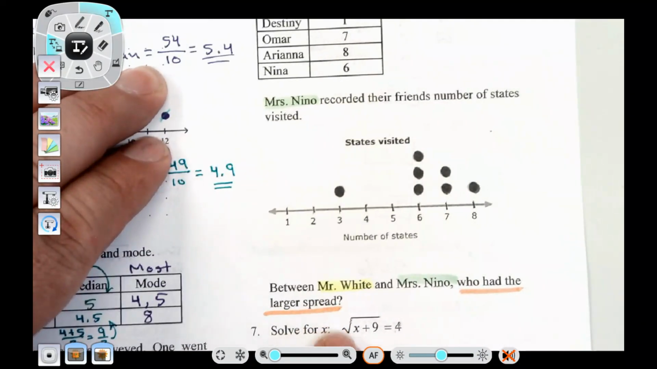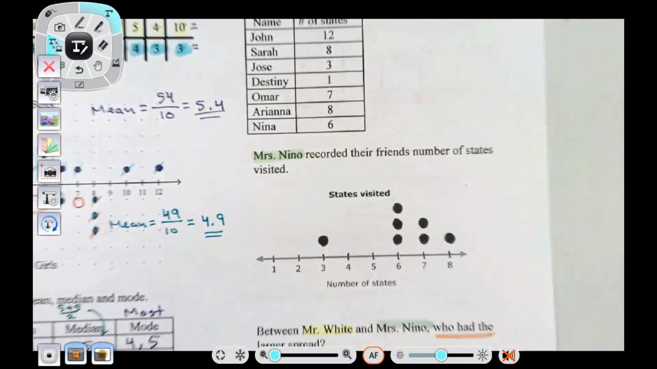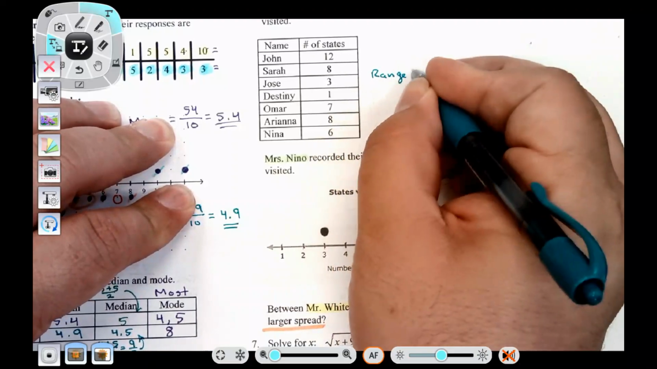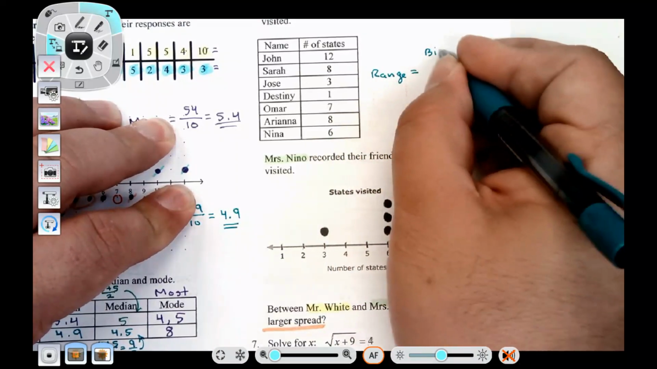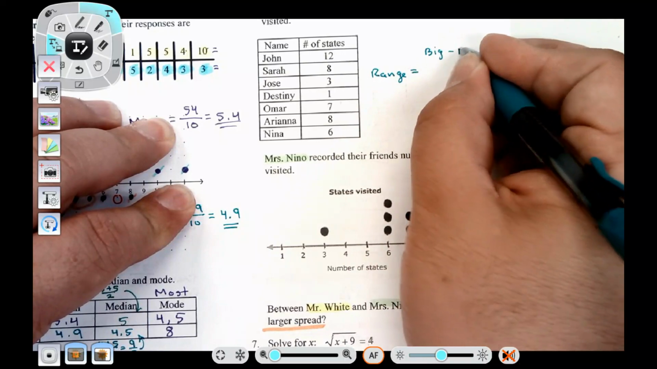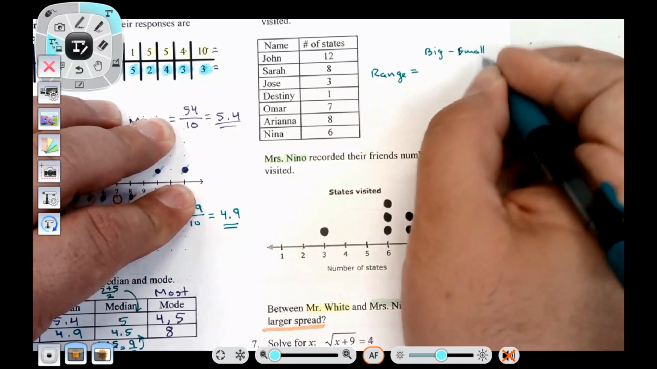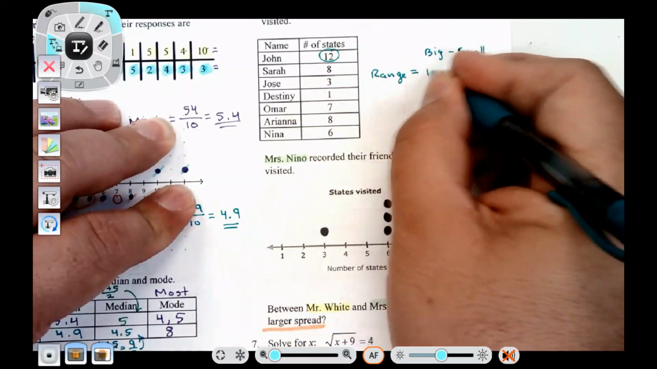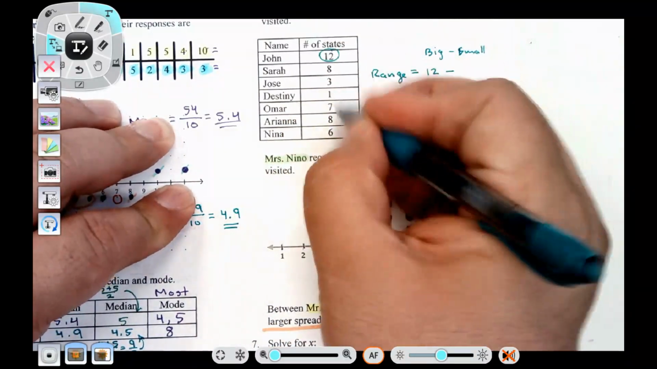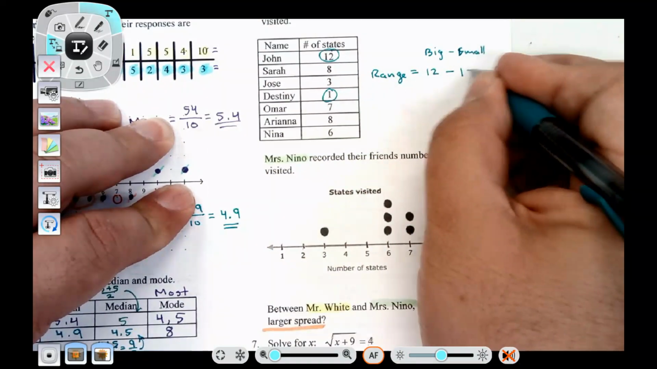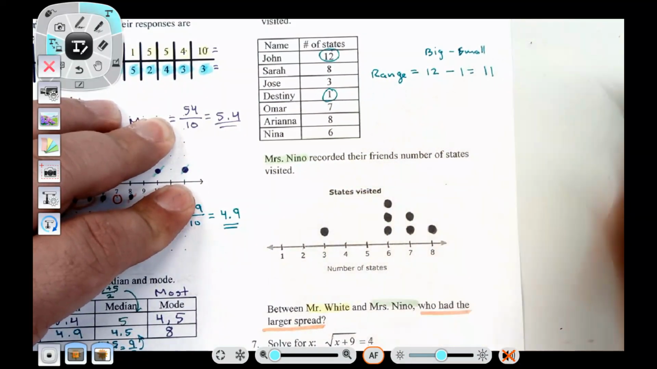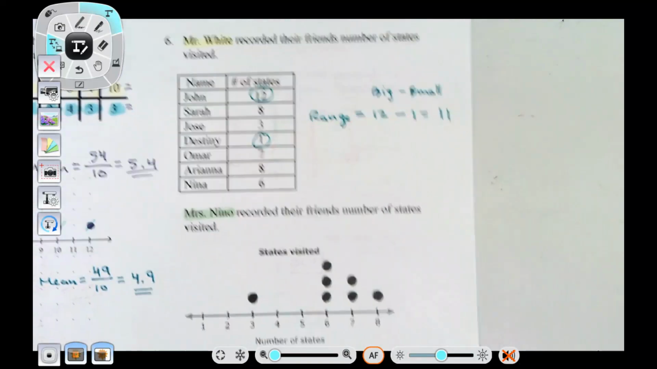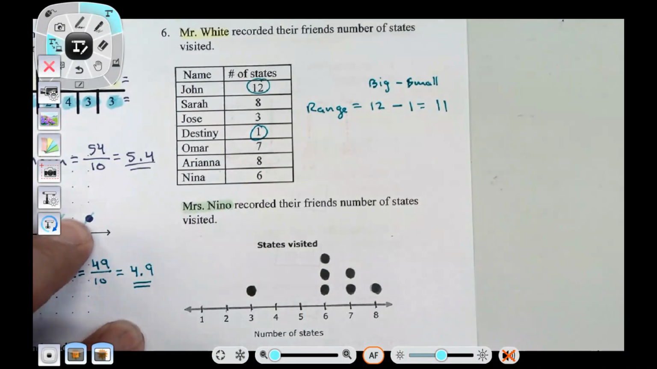So all I have to do is find the range for both of these. And when I do range, all I have to do is remember biggest number minus the smallest. Max minus the min. So when I look at here, the biggest number is 12 minus the smallest number. Well, there's a 1. So then the range is 11. That would be for Mr. White right there.